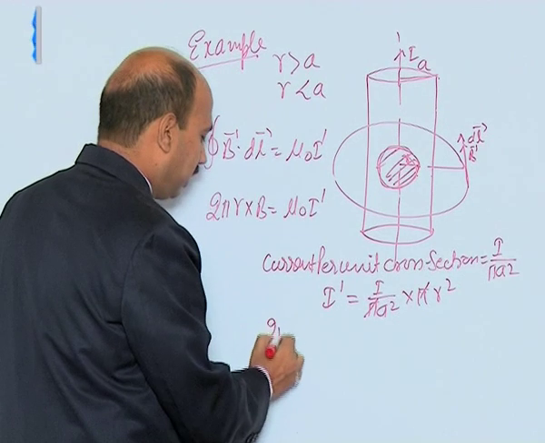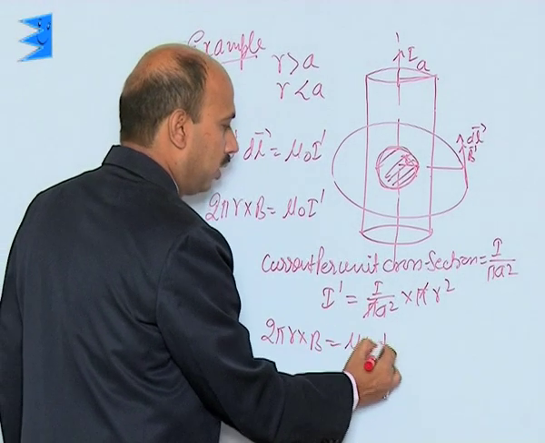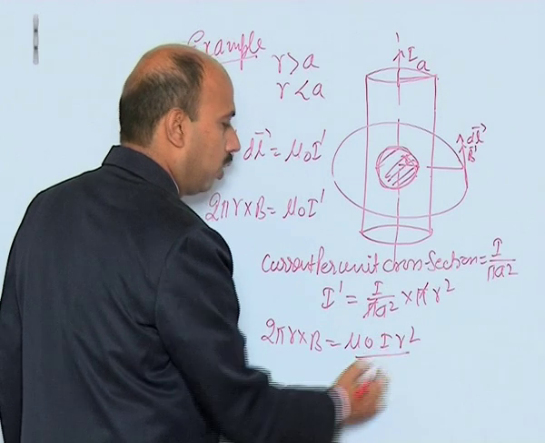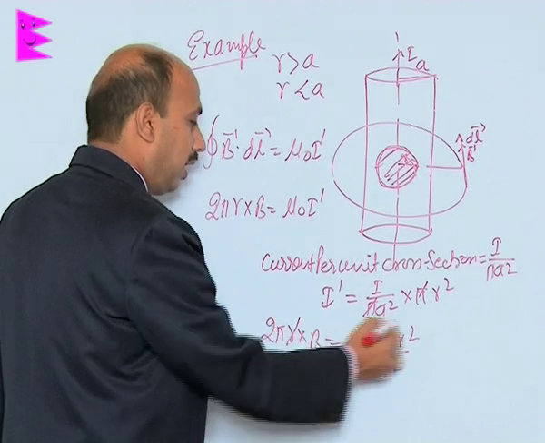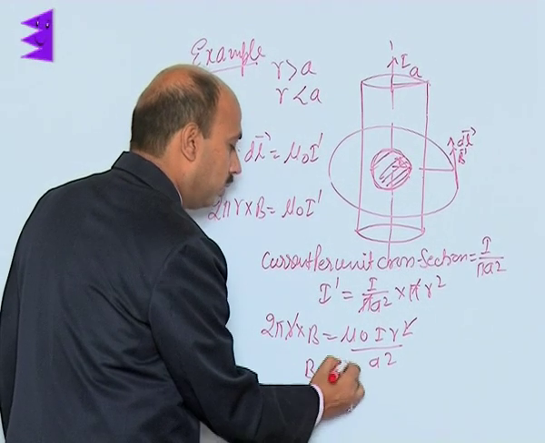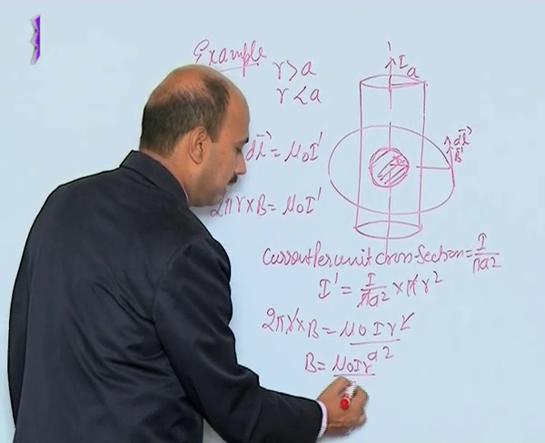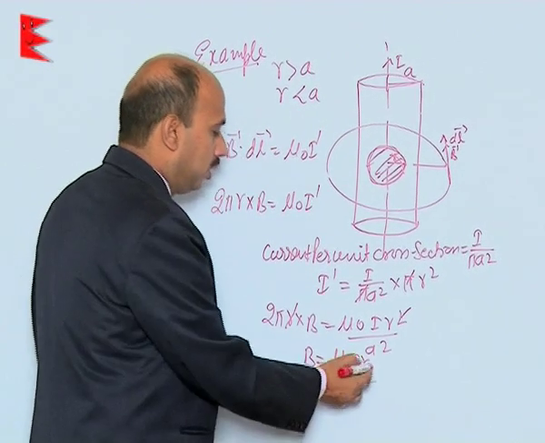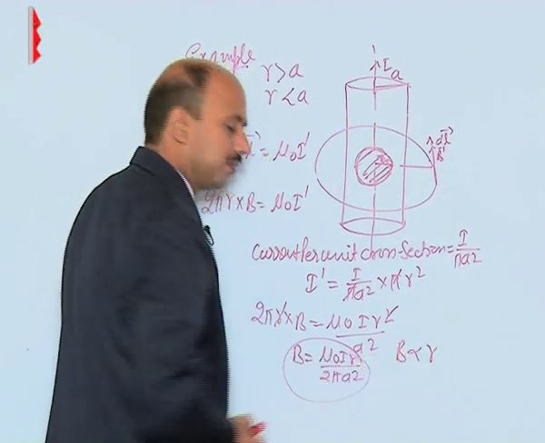So now we can replace this value over here. We will be getting 2 pi r into B is equal to mu naught I r square upon a square. Now we can cancel this r and this r. So we will be getting B is equal to mu naught I r upon 2 pi a square. Here inside we are getting B proportional to r.